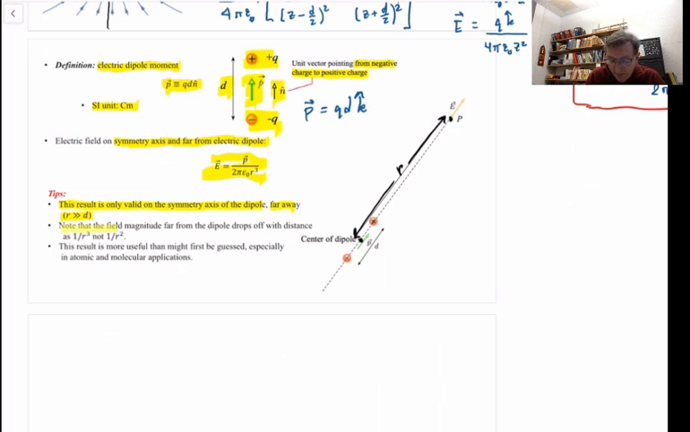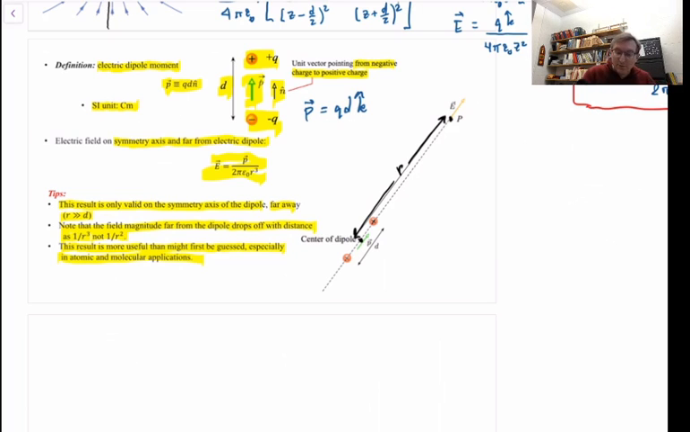Note that the field magnitude far from the dipole drops off with the distance as 1 over r cubed, not 1 over r squared. A dipole doesn't act like a single point particle, right? The field of a point particle goes like 1 over r squared. The field of a dipole goes like 1 over r cubed. It's weaker, because the contributions to the electric field from the two particles nearly cancel out. Nearly, but not entirely. And this result is more useful than you might first guess, especially in atomic and molecular applications.